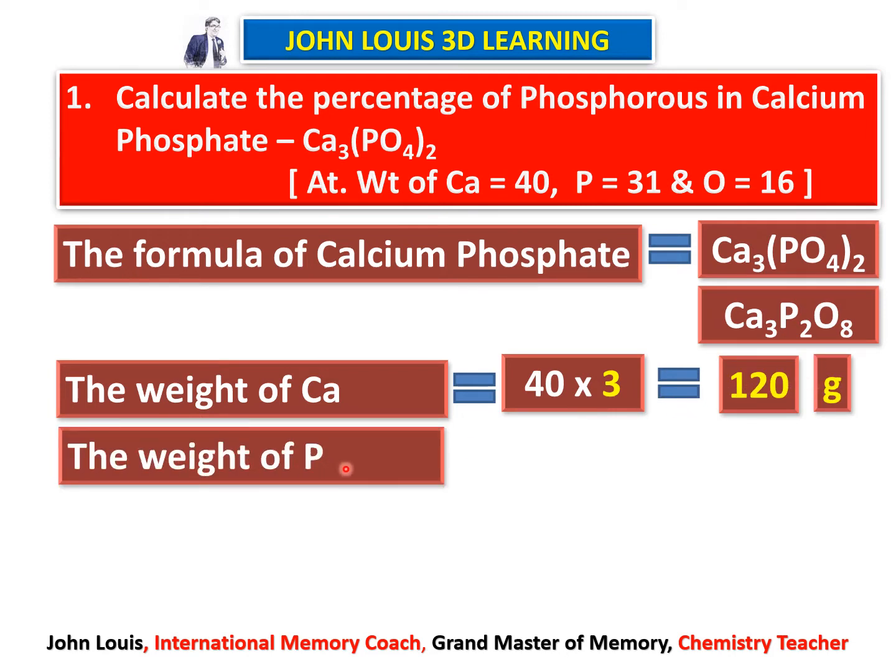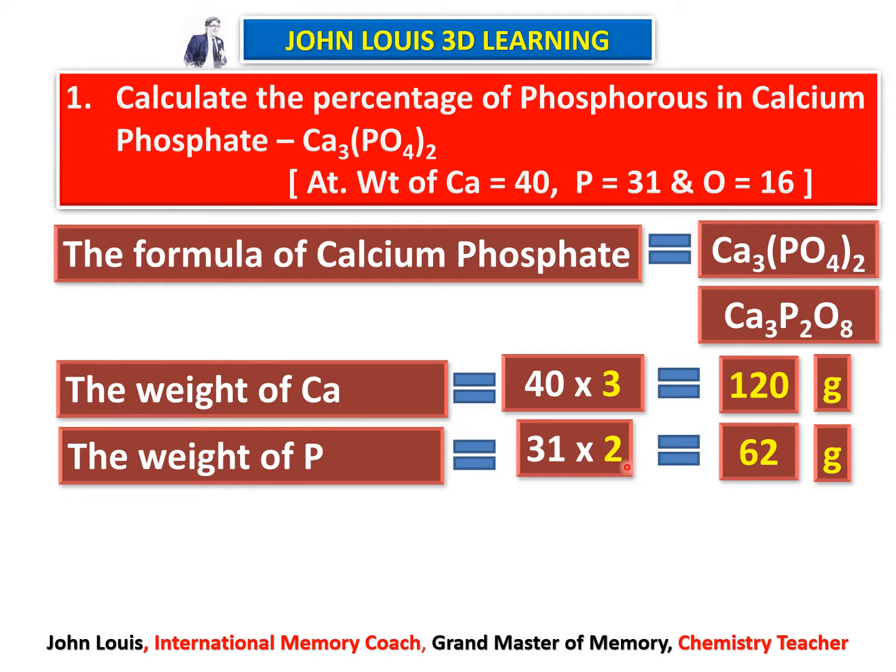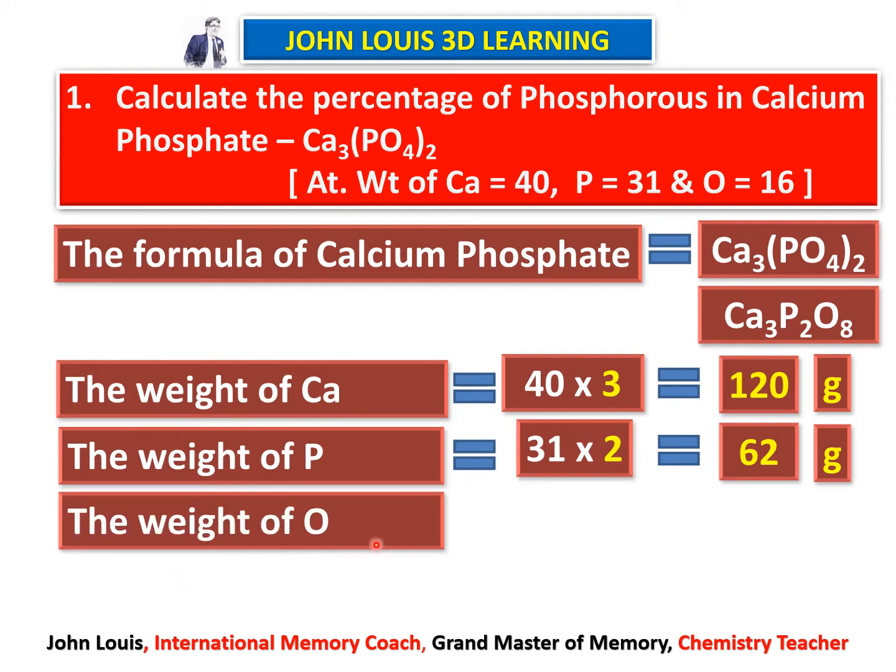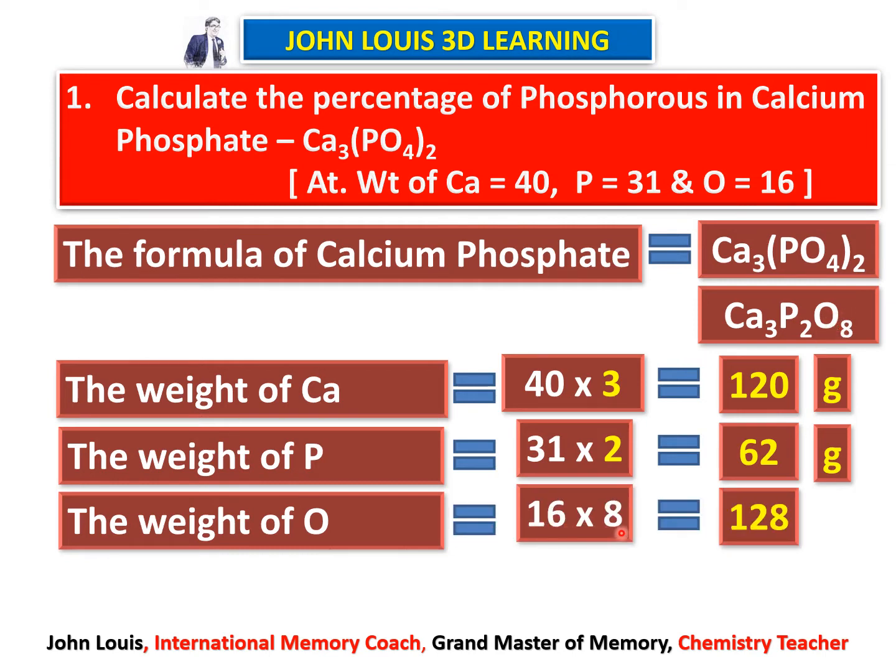Next, the weight of phosphorus. What is the atomic weight of phosphorus? It is 31. But how many phosphorus are there? 2 phosphorus are there. Therefore 31 into 2, that is equal to 62 grams. And next, the weight of oxygen. What is the atomic weight of oxygen? That is 16. How many oxygens are there in the compound? 8 oxygens are there. Therefore 16 into 8, that is equal to 128 grams.